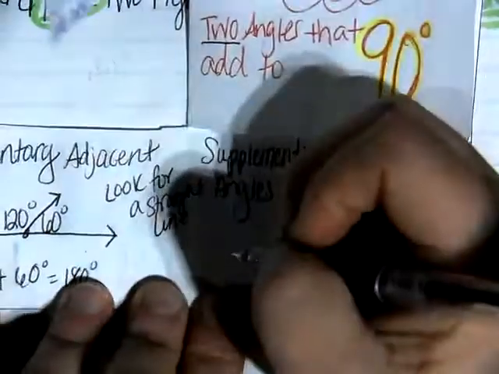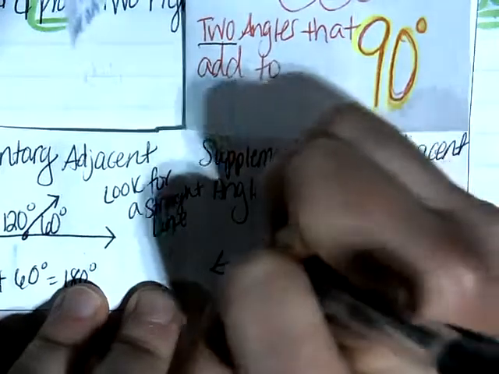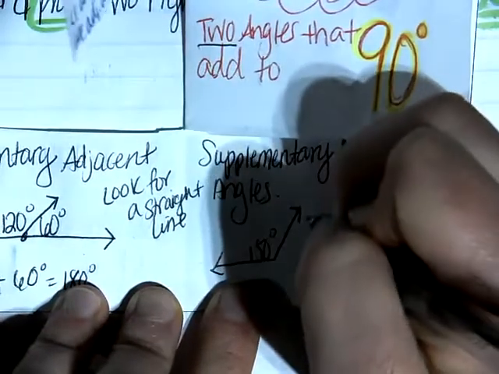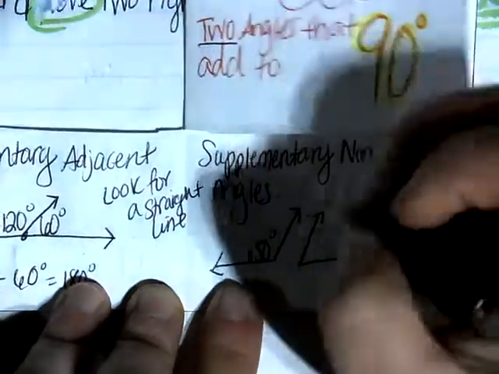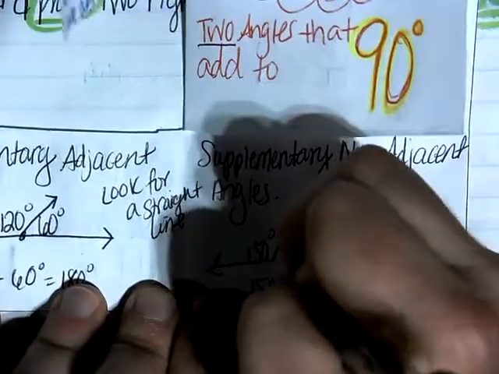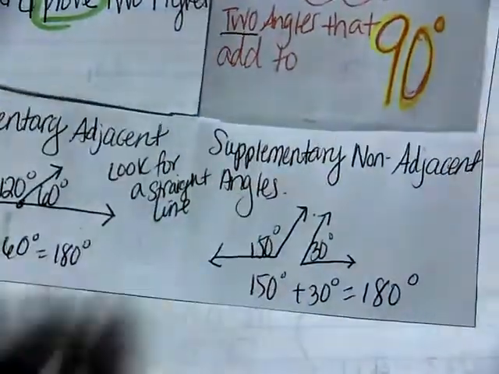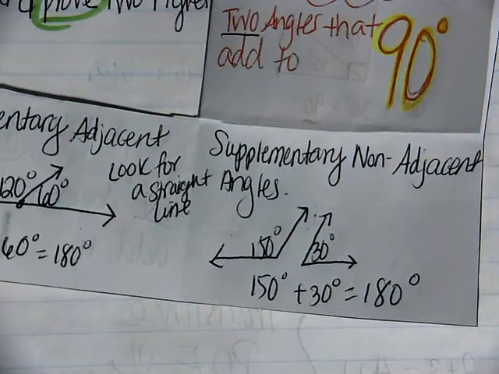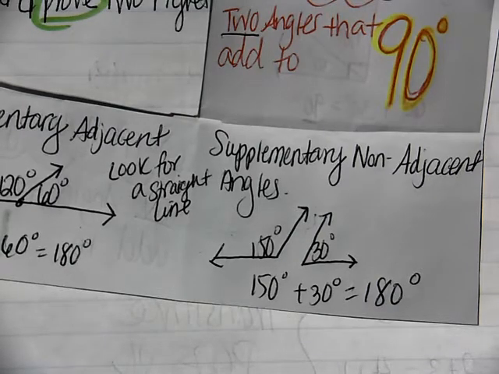And they would look like something like this, where you would have one angle that would be 150 degrees and another angle that would be separated from it that would be 30 degrees. And together, we know that 150 degrees plus 30 degrees is equal to 180 degrees. So they are two separate angles that are not adjacent to each other. And they somehow add to equal 180 degrees.